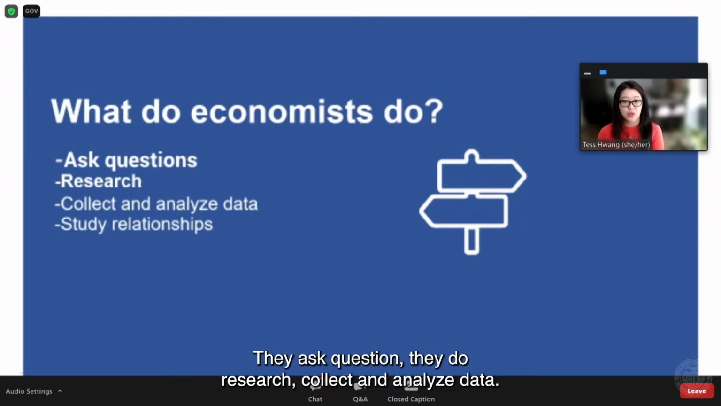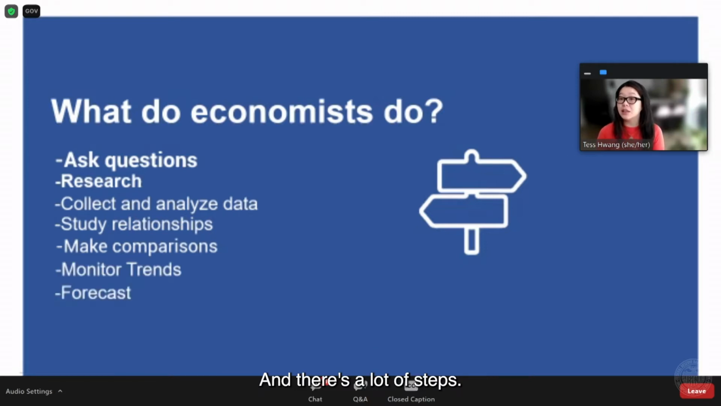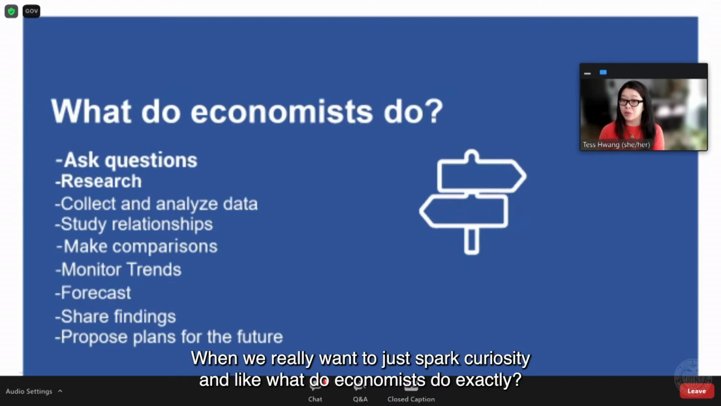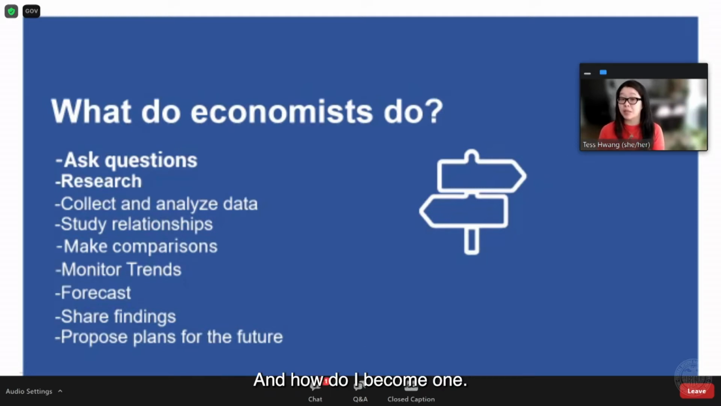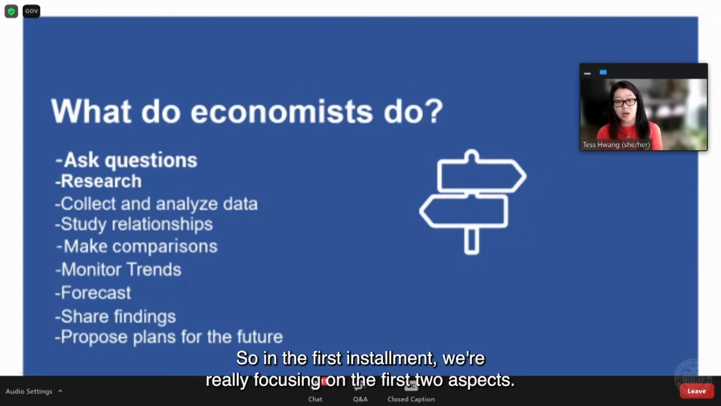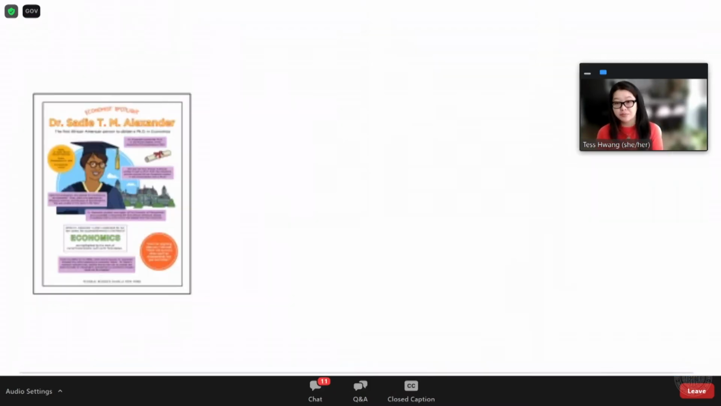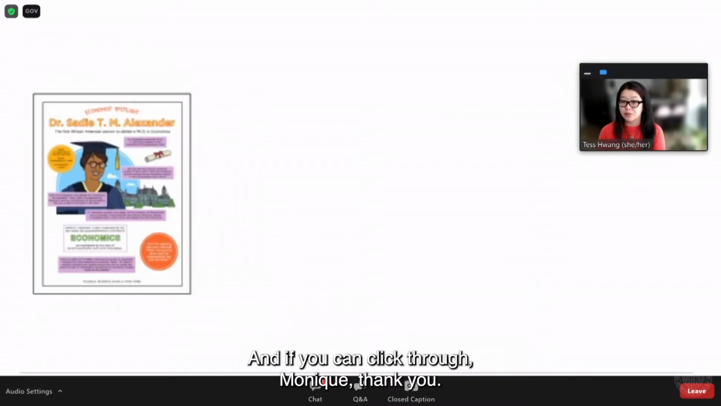They ask questions, they do research, collect and analyze data, and there are a lot of steps. This could be extremely overwhelming when we are explaining to students, right? What we really want is to spark curiosity about what economists do exactly, and how do I become one? So in the first installment, we're really focusing on the first two aspects, asking the questions and research. How do you get started? Next slide, please. And if you can click through, Monique, thank you.